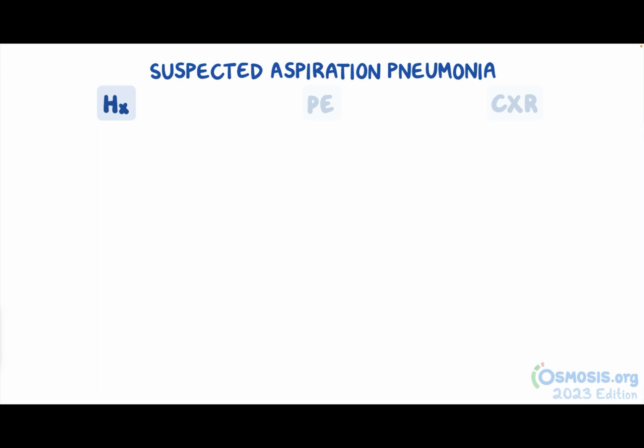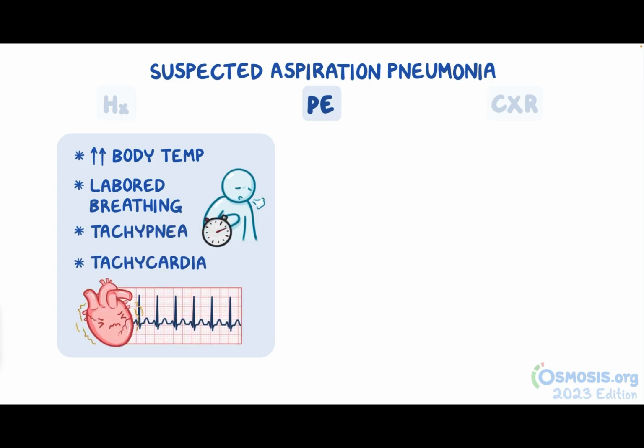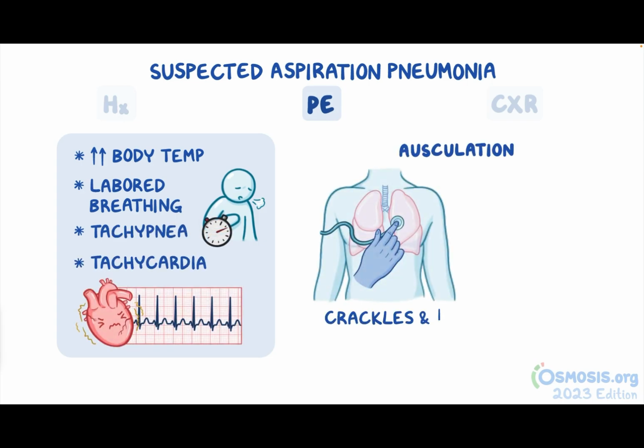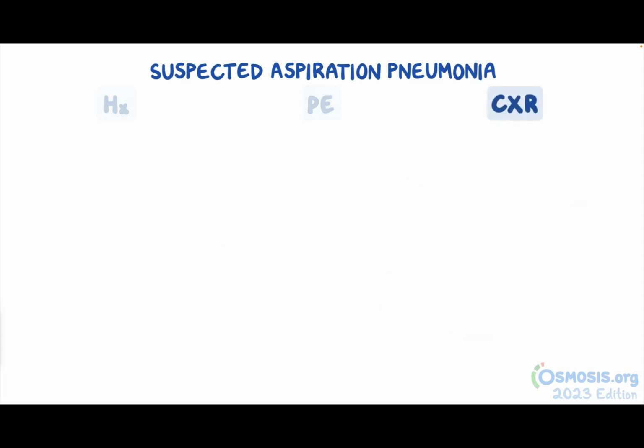On the flip side, physical exam findings usually include elevated body temperature, labored breathing, tachypnea and tachycardia. On auscultation, you might hear crackles and decreased breath sounds due to pulmonary edema. Finally, chest X-ray might reveal infiltrates in gravity-dependent lung parts.